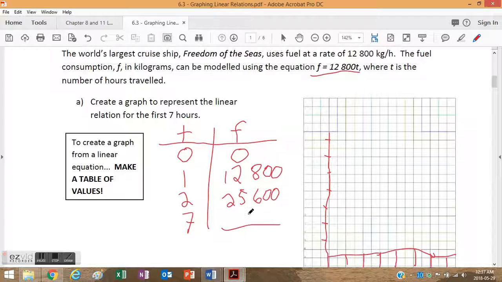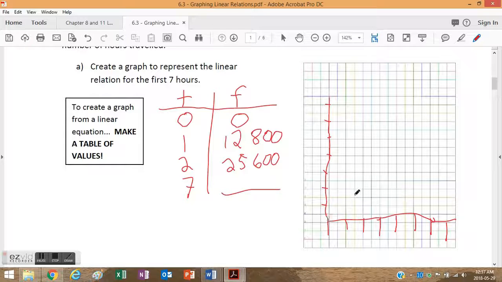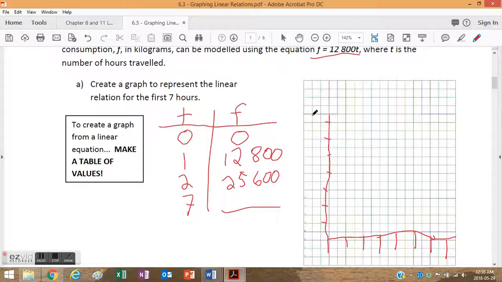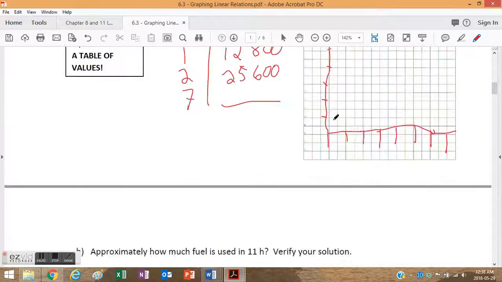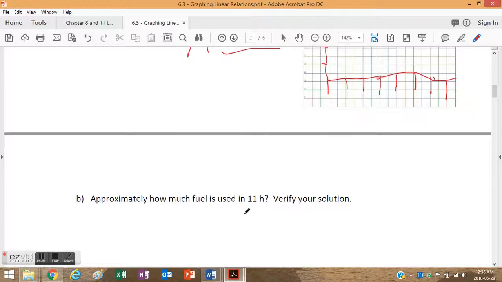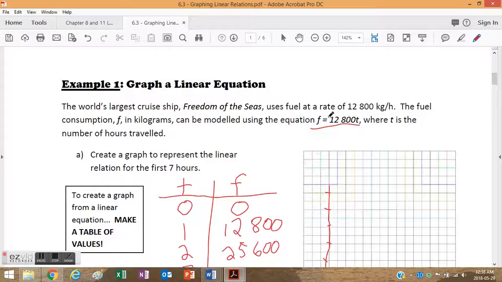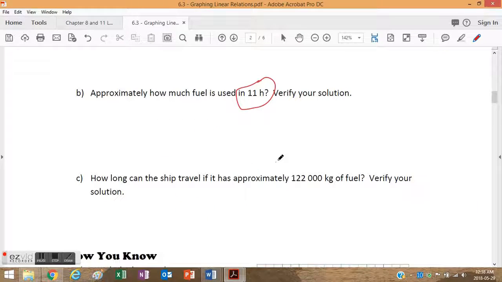Now we can figure out approximately how much fuel is used in 11 hours. Now we could extrapolate. We can make our graph longer with the scale that I gave you here. That's going to be challenging. How else could you do that? We take this 11 hours, that's a time value, plug it into the equation, and we can get F is equal to 12,800 times 11. That'll give us our answer here.